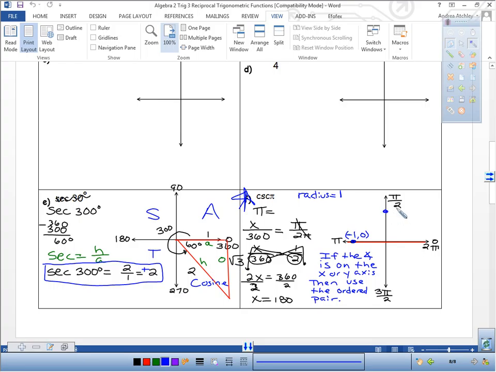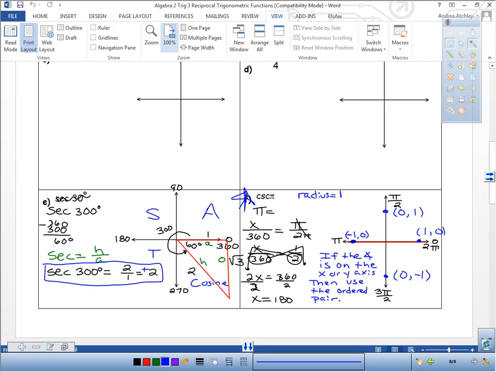Let's worry about this one. If it was here, what would my ordered pair here be? 0 for x, and what's my value for y? 1. How about here? X is what here? 1. What is the y value? How about if it's down here on 3 pi over 2? X is, what's the y value? -1. Any questions on how I got any of those points? We're good? Okay, since the radius is always 1, you're always going to have one of them be 1 or -1, and the other one's going to be 0 because it's on the axis.